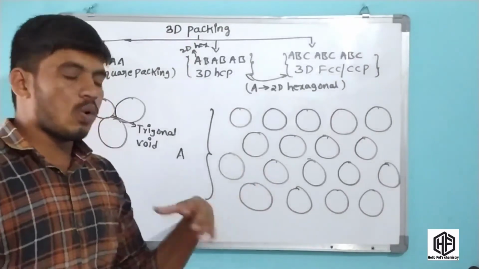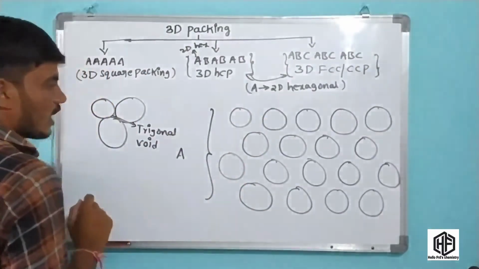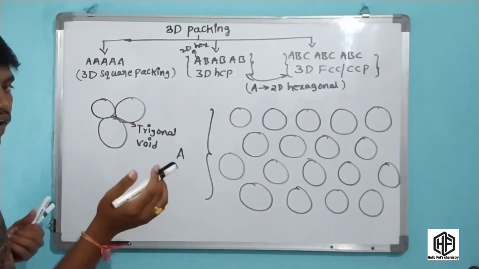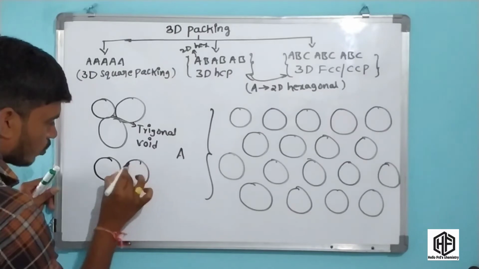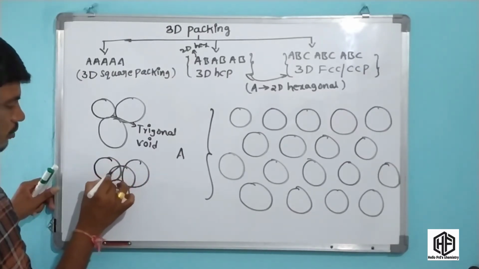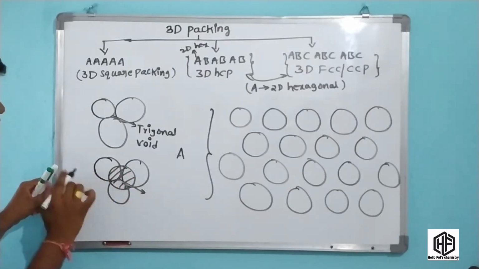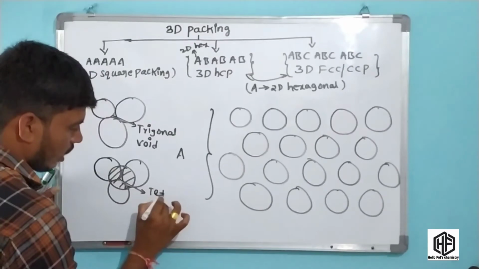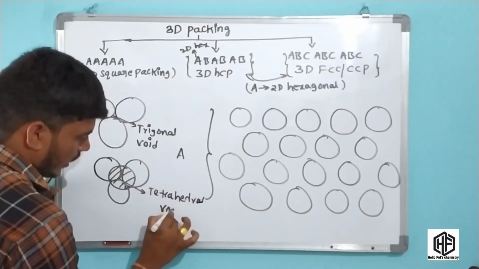And what happens, friends? Now we have to imagine that just inside these atoms, one atom is present. Okay friends, this is one atom, and 2 and 3 atoms. Inside, one atom is present, and that atom is like this, and this void is present there. This void is called a tetrahedral void.